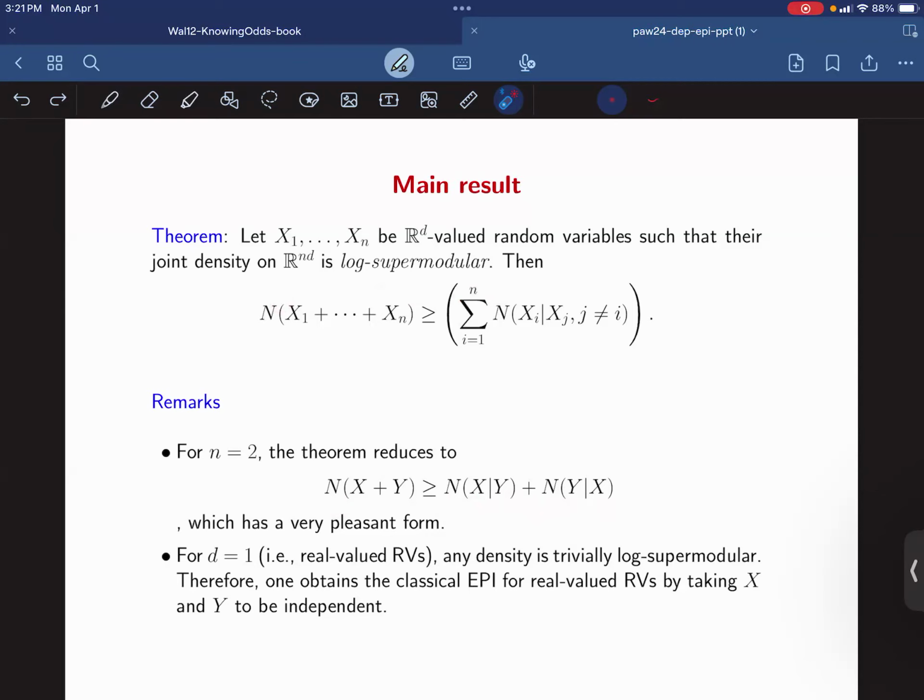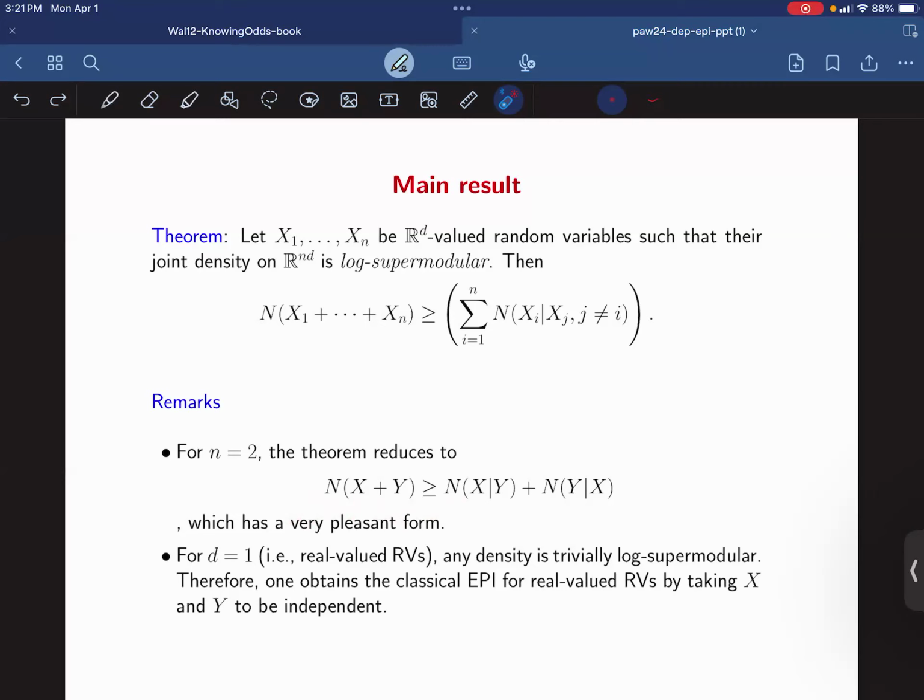Okay, so I'll define this in a minute, but I'll say already that for d equals 1, that is real valued random variables, any density is trivially log supermodular. And therefore, if we are considering real valued random variables, then this is a direct generalization.